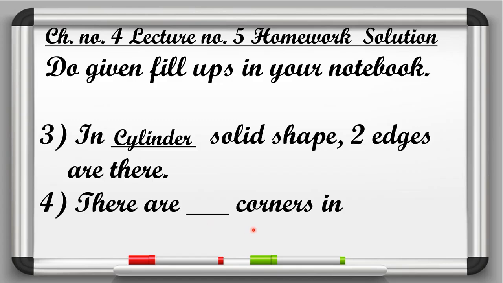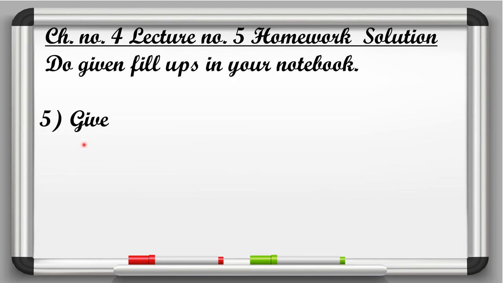Now question number 4. There are dash corners in a square. So here beta I am talking about square, not about sphere. So you have to see what is given to us. There are dash corners in a square. एक square में हम square कैसे बनाते हैं? इस तरह से बनाते हैं 4 sides से. ठीक है. So how many corners in a square? That is 4.